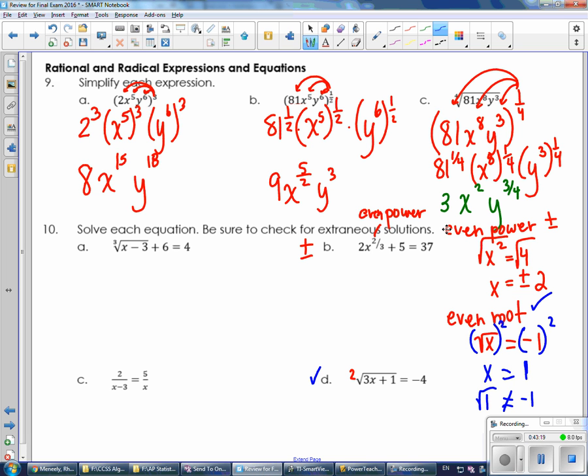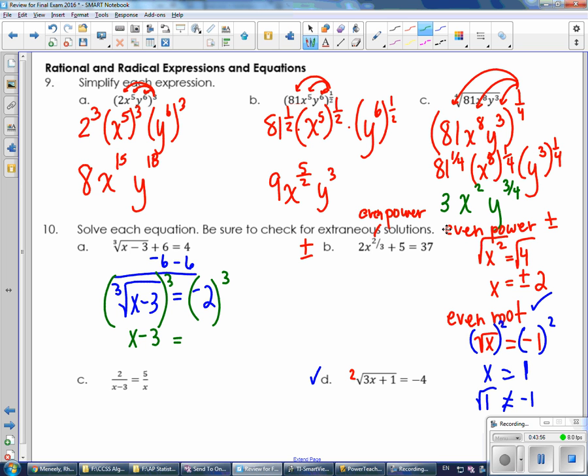So let's take a look at number 10. I'm going to solve this by reversing my order of operations. So normally I would do my addition and subtraction last, but because I'm trying to undo what happened to x, I'm going to do that first. So we have the cube root of x minus 3, and when I subtract 6 from both sides, I'm going to get -2. The next thing I can do to undo the cube root is to raise this to the 3rd power, and I need to raise both sides to the 3rd power. That way my cube root and my 3rd power undo each other, and I'm left with x minus 3.